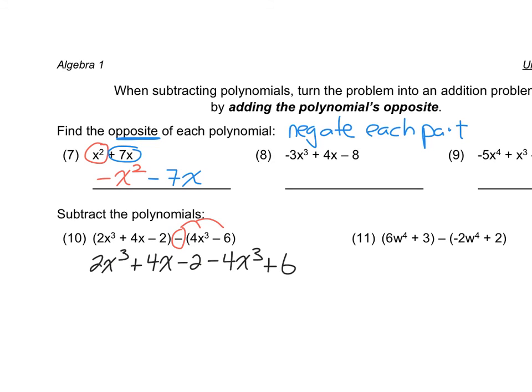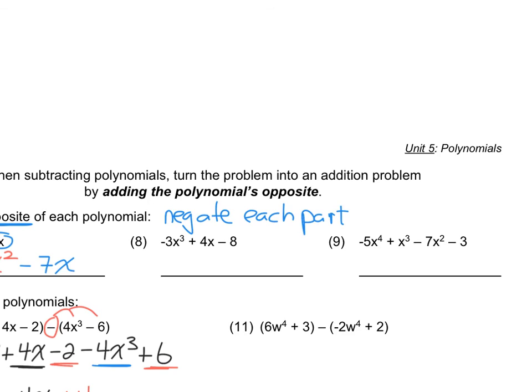So negative 4x cubed, and then negative negative becomes positive. So then we just combine our like terms. It turns out we don't have much to combine here. 2x cubed minus 4x cubed is what? Negative 2x cubed. I don't have anything to pair with the 4x. I'm going to combine like terms with the negative 2 and the 6. That's going to give me a 4. So 3x cubed.